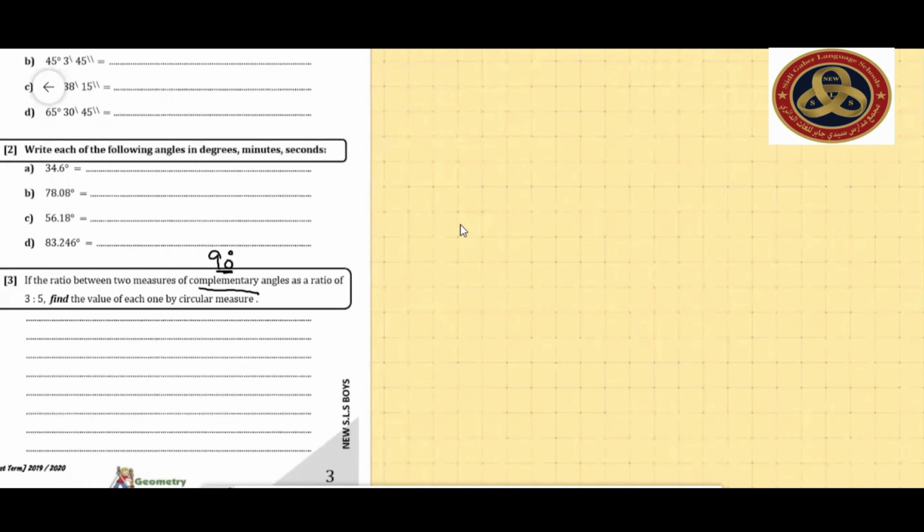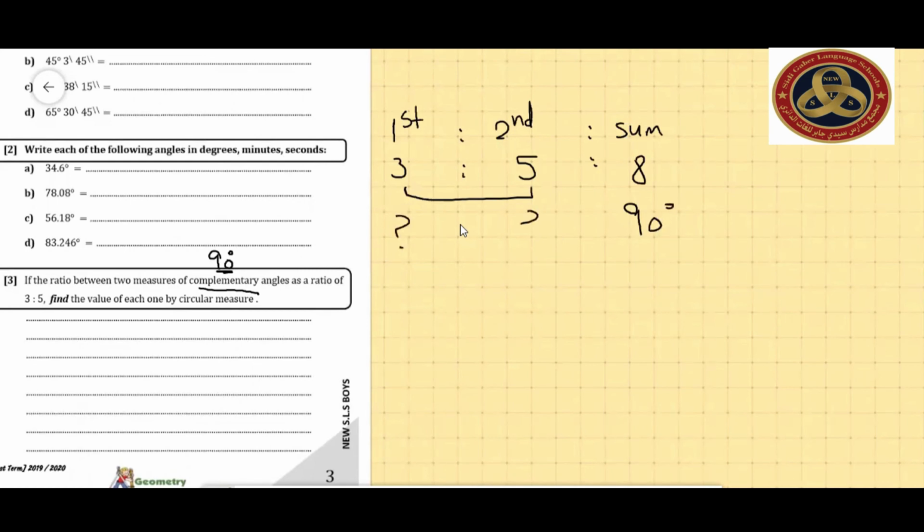The ratio is 3 to 5. Do you remember how we solved this problem? We can solve it by the way which you have studied before: first to second to the sum. The ratio 3 to 5. What is the sum of the ratio? The sum of 3 and 5 will be 8. And what is the sum of the two complementary angles? 90. Excellent. He asked me to find the first and the second angle.